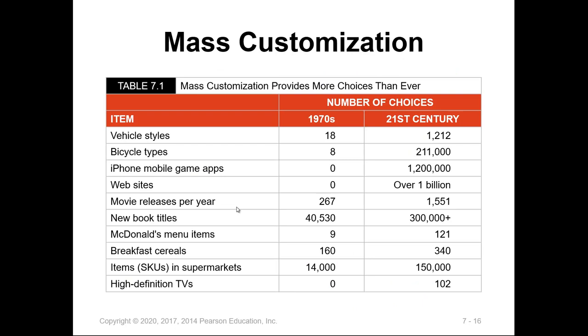The current mass customization provides choices more than ever. The table on this slide compares the number of choices for some products between the 1970s and the 21st century. Some products went from 0 choices to millions or even billions over the years and in the 21st century.